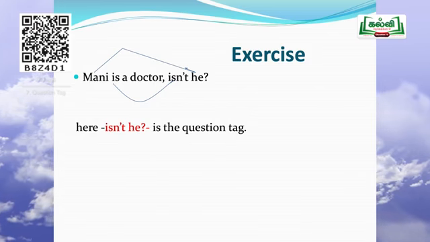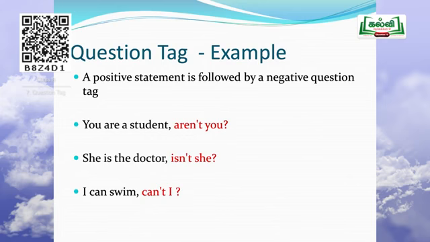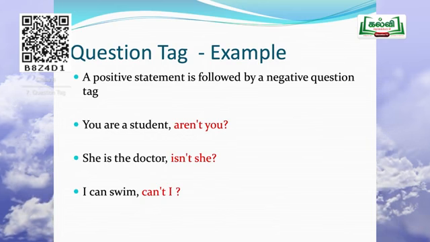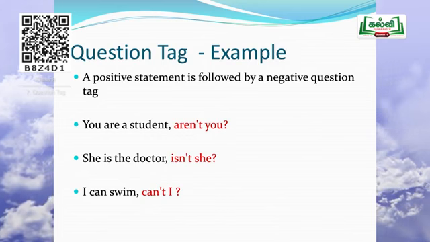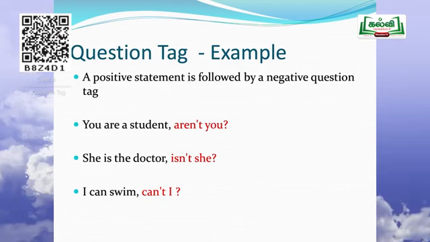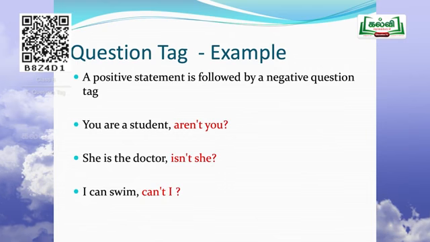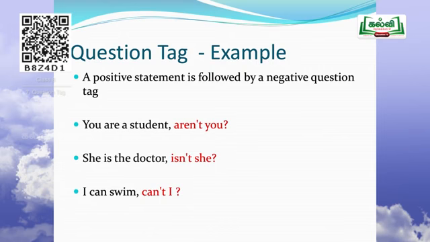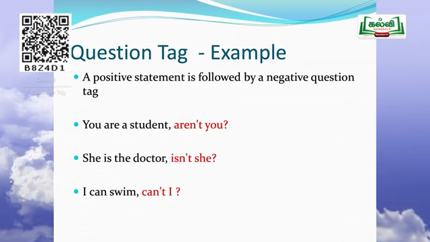Mani is a doctor. Are we clear? We got it? Now we are going to see some more rules for each question type. See, a positive statement is followed by a negative question tag. Don't forget that. For example: you are a student, aren't you? She is a doctor, isn't she? I can swim, can't I? These, aren't you, isn't she, can't I, are the question tags.